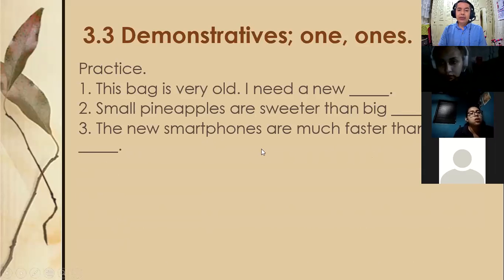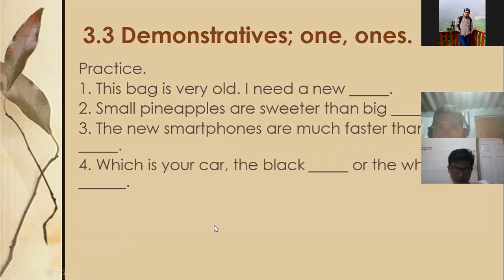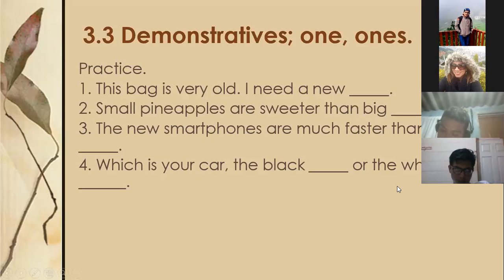Number three, Mirna, the new smartphones are much faster. Son más rápidos los smartphones que los Nokia, aquellos que parecían piedra, ¿verdad? Than the old, Mirna? Ones. Ones, correct. Number four, Marvin Castro. Marvin, which is your car? The black one. Okay. Silvia, or the white one? One, correct, right? Because we're talking about only one car, right? Marvin, thank you, Silvia.